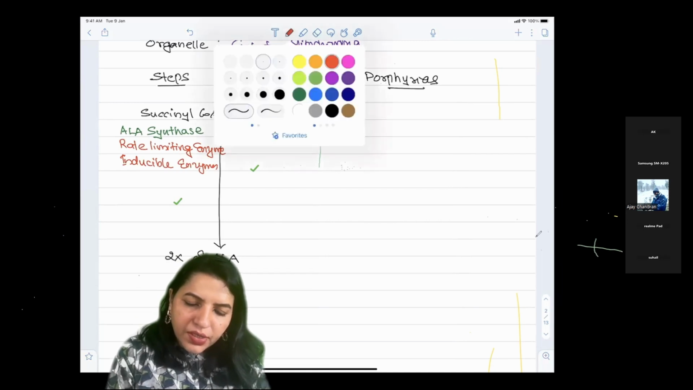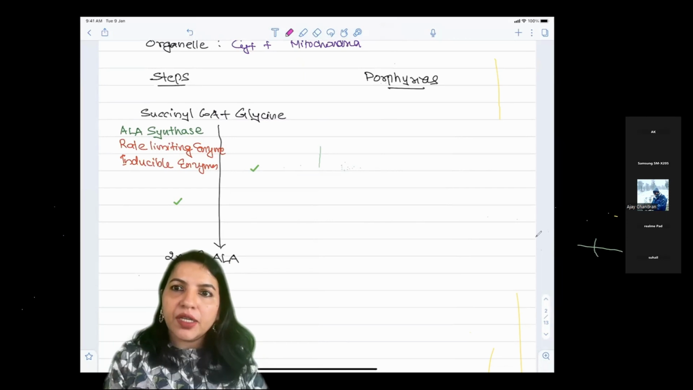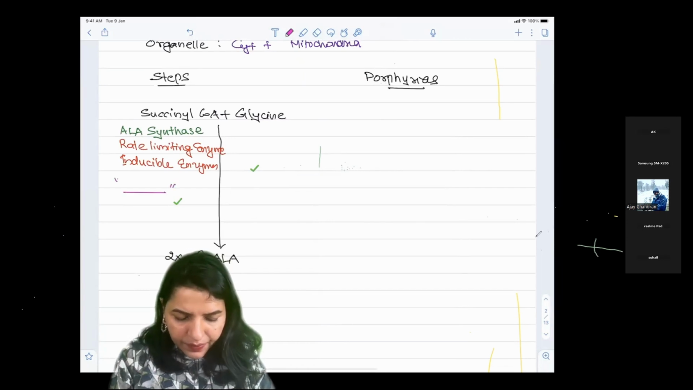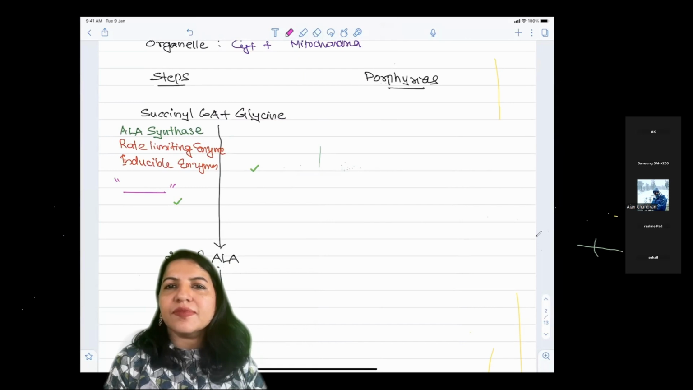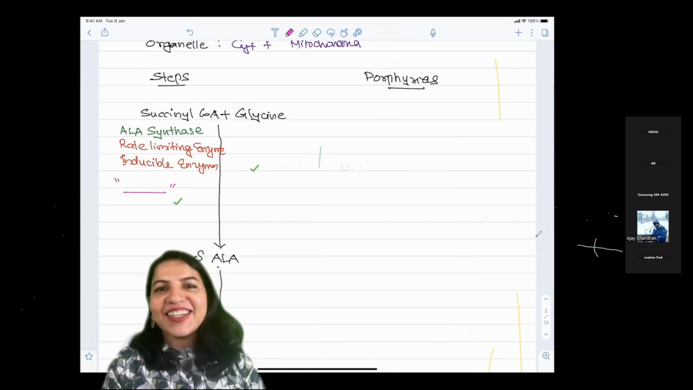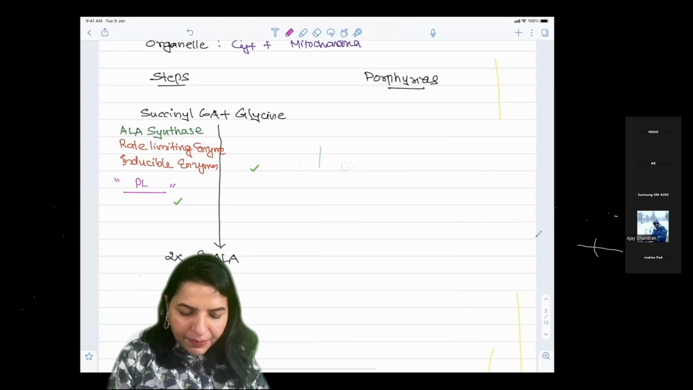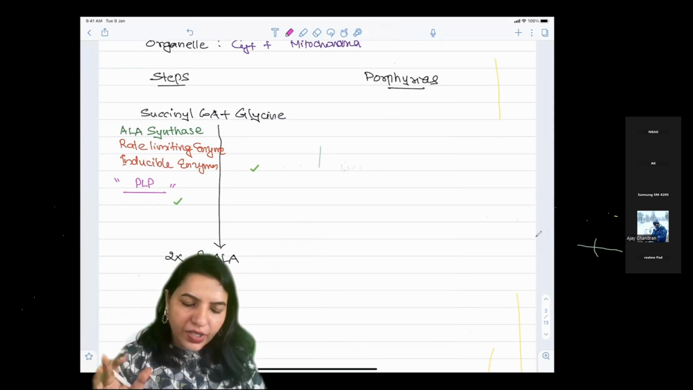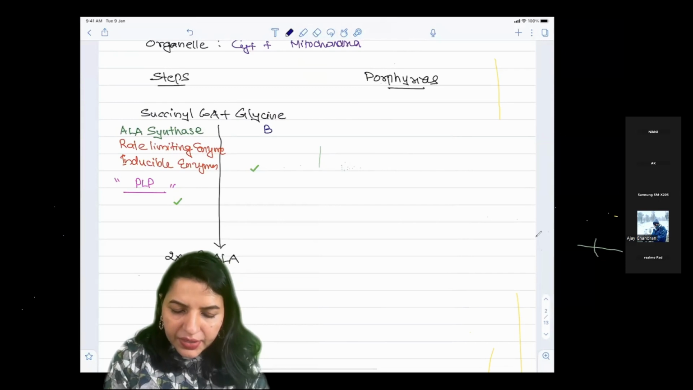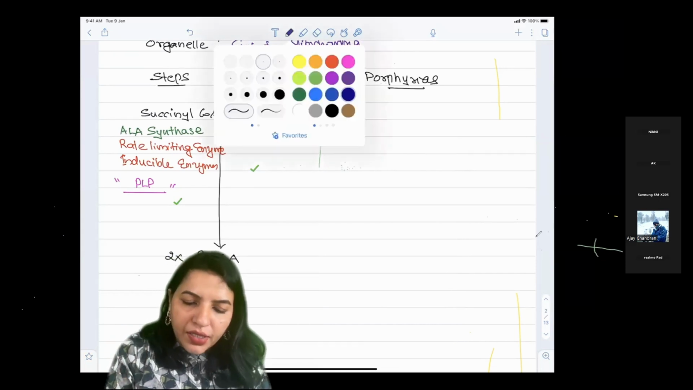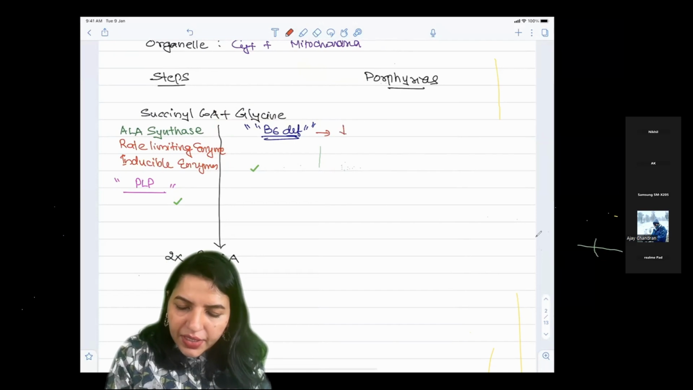Then the next point is that this enzyme requires a very important vitamin. Can anybody tell me what the vitamin is? B6. Yes, very good. I don't understand who said it. Okay, so that is B6. PLP is the vitamin for ALA synthase. Now we are going to see some of the clinical conditions here. Number one, if there is a B6 deficiency, this is very, very important. If there is a B6 deficiency, it causes what? There is decreased activity of ALA synthase.